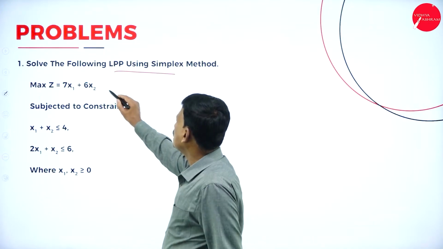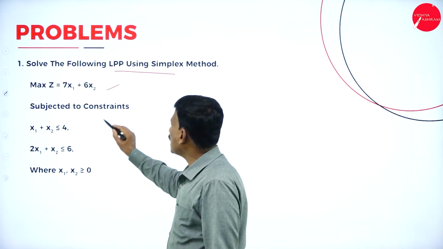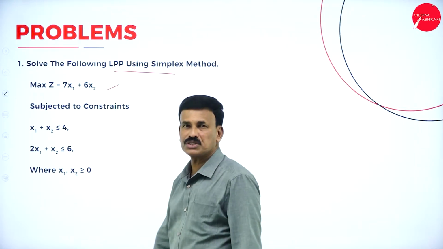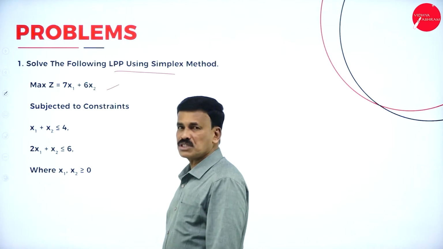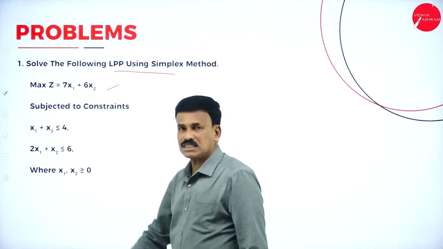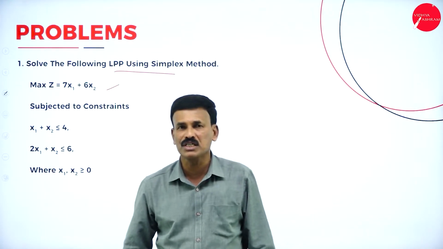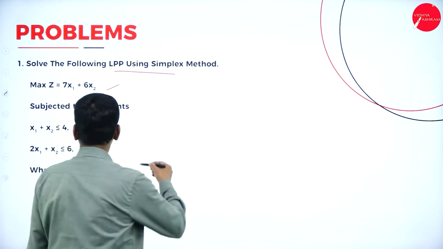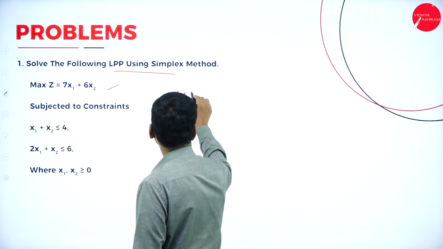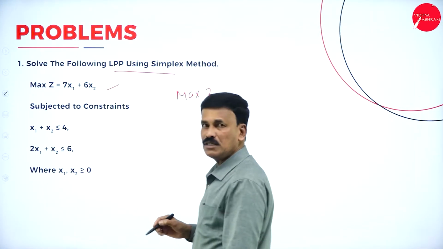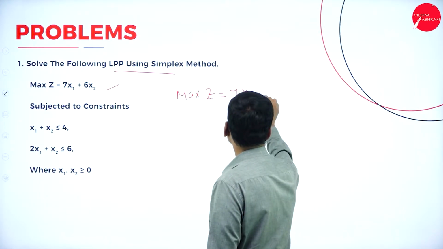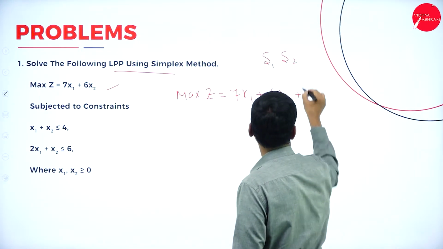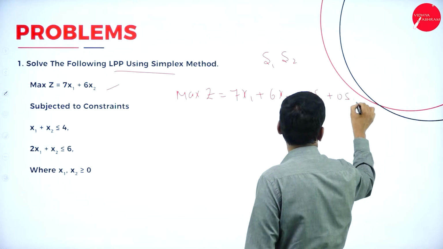So the objective function is maximum z. Now what are the constraints? The constraints are x1 plus x2 less than or equal to 4 and 2x1 plus x2 less than or equal to 6. Let us convert this into the standard form. For this maximization problem, we are going to add two slack variables, S1 and S2. By adding the slack variables S1 and S2, the equation reduces to max z is equal to 7x1 plus 6x2, and the initial cost of the variables S1 and S2 is 0, so 0 S1 plus 0 S2.